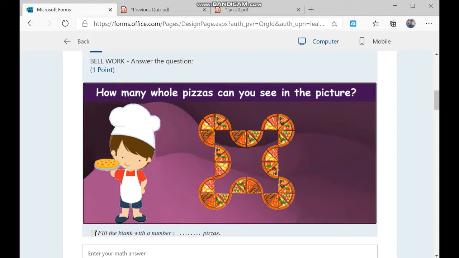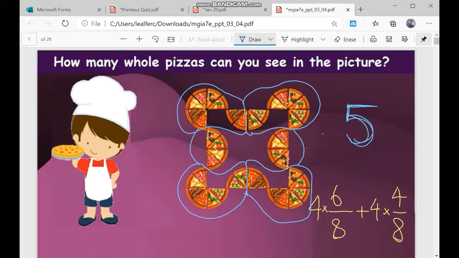If you don't have questions, I need you all to answer the bell work now. Send me a message with the answer for this bell work. How many whole pizzas can you see in the picture? If you check, you put together the whole pizzas, like combining slices, and you can find 5 whole pizzas.